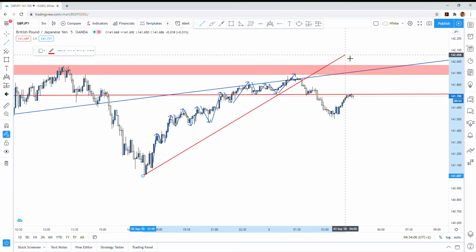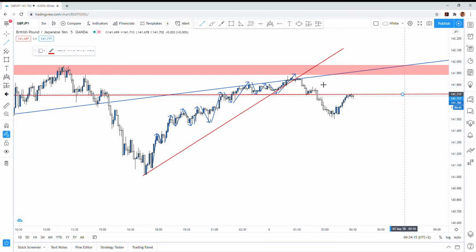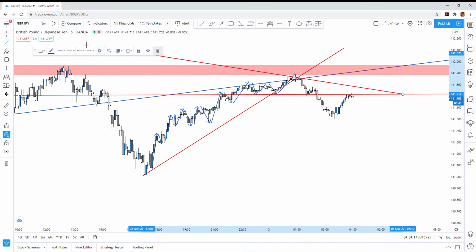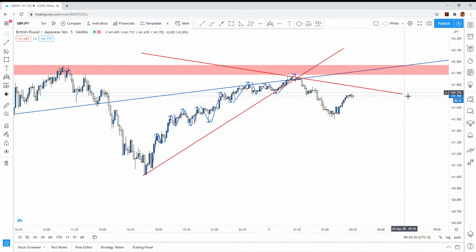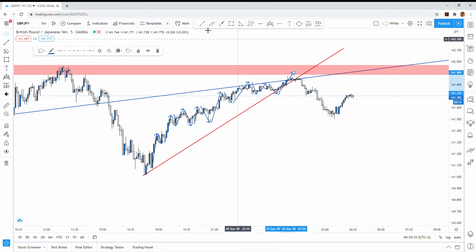So let's just say this is your trend line on the 5 minute. I know it's a bit busy, but I'm going to delete this. I forgot I'd put this. Let me show you guys. I'm going to delete this. I'll delete this again. Okay, so this was what was happening.